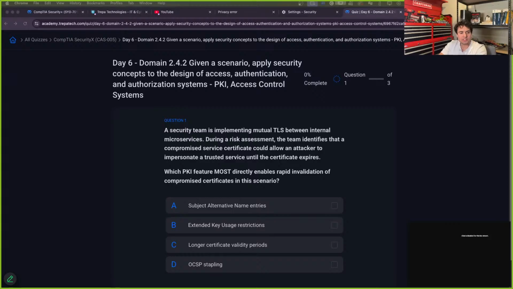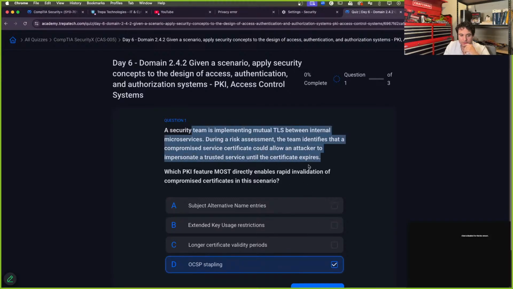Question 1. A security team is implementing mutual TLS between internal microservices. During a risk assessment, the team identifies that a compromised service certificate could allow an attacker to impersonate a trusted service until the certificate expires. Which PKI feature most directly enables rapid invalidation of compromised certificates in this scenario? So we want to be able to look quickly at which certs are invalid. There are only 2 ways to do that, OCSP and CRL. So our answer here is going to be OCSP stapling.